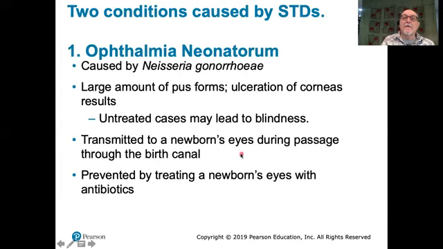But usually women will be tested if they are unsure of their sexually transmitted disease status. During pregnancy they should be thoroughly investigated to make sure that none of these things are present. But if it is known that a woman has active Neisseria, then it's easy to treat the child's eyes with antibiotics.